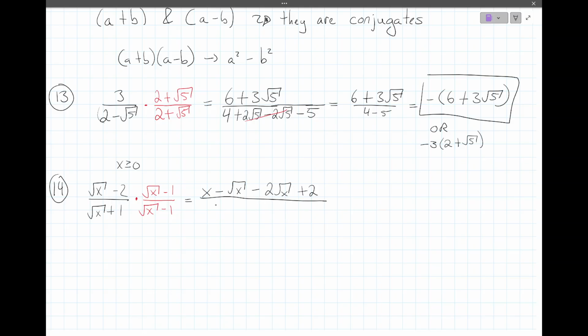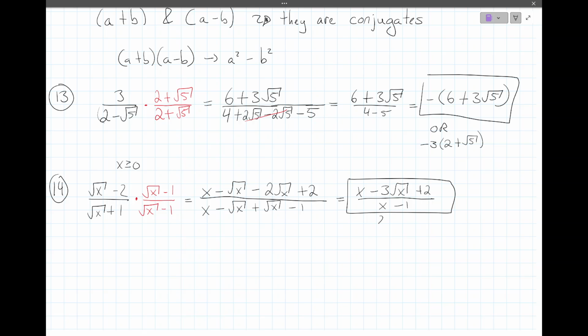So the top might get a little funky, and on the bottom, I'm going to get x minus root x plus root x, and then minus 1. So on the top, am I getting anything to collect? Sure. I'm going to get x minus 3 root x altogether plus 2. And then on the bottom, I'm going to get x minus 1 altogether, right?